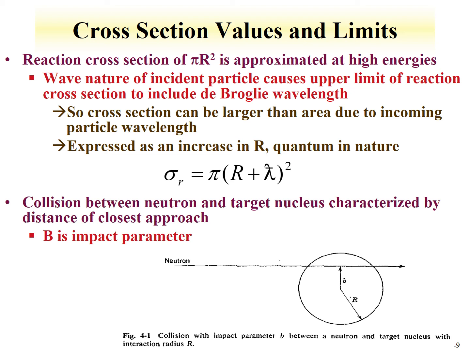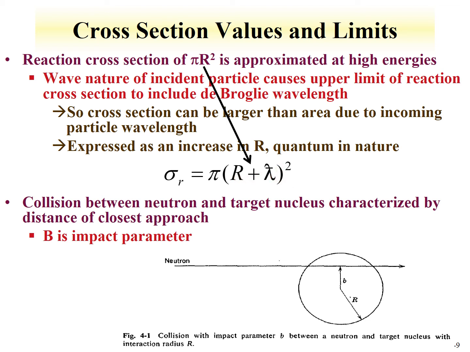The values for cross-sections as we look in the chart of the nuclides can be well under a barn to many thousands of times a barn. So that really raises the question, how can these values be so large, particularly if we discuss a reaction in terms of a particle impinging upon something the size of the nucleus? Well, this pi r squared cross-section, which is fundamentally close to a barn, is approximated at high energy. However, the wave nature of particles has an upper limit of reaction that includes the de Broglie wavelength. So fundamentally, this equation, pi r squared, can go to pi times r plus the de Broglie wavelength, squared.